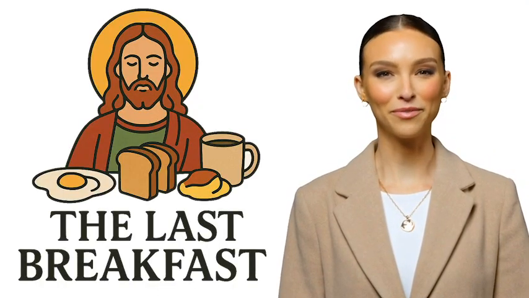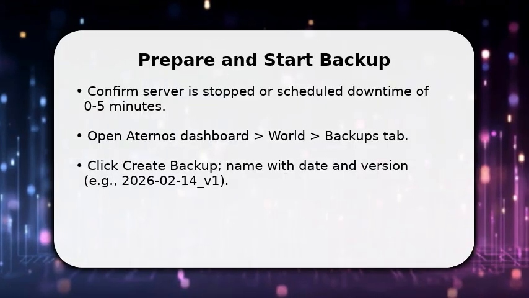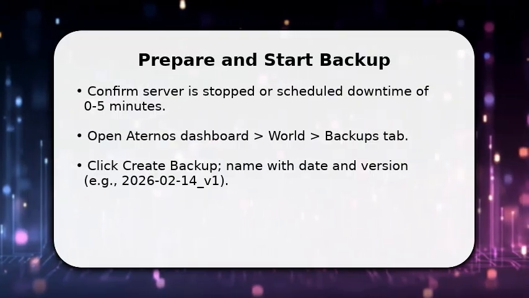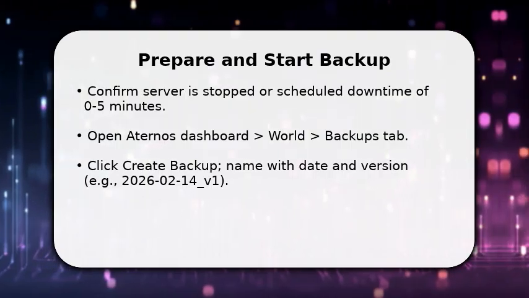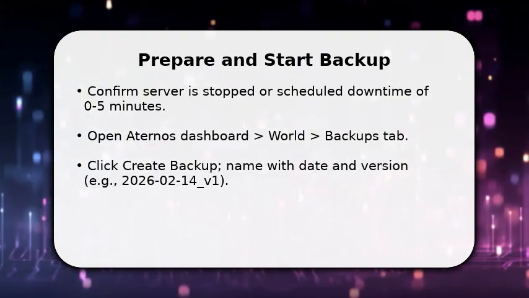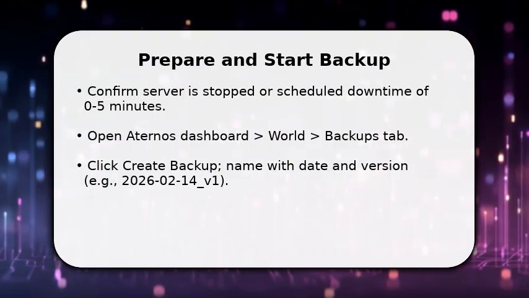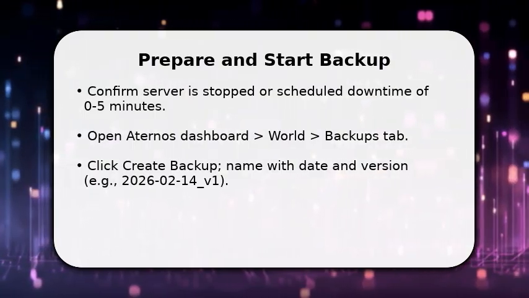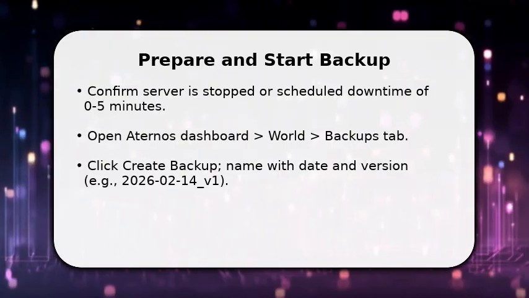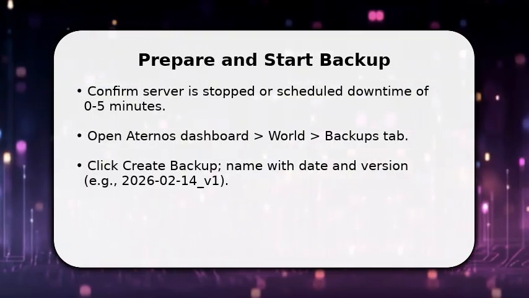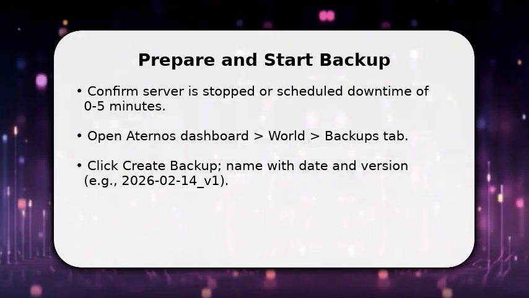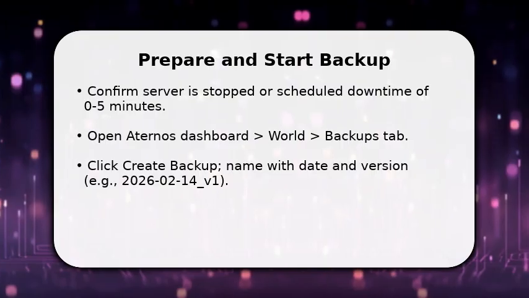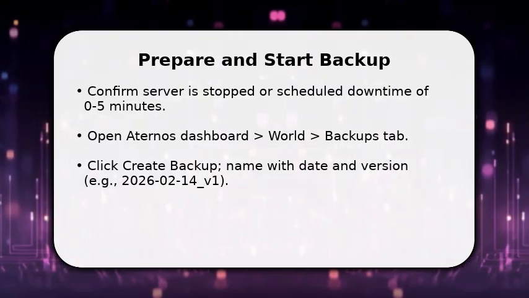Please enjoy the video. You start by ensuring the server is paused or you schedule a short downtime, because backups run cleanly when files aren't changing. Next, open the Aternos dashboard and navigate to World then Backups. Click Create Backup and enter a clear name using the date and server version so you can find it later. This initial step avoids corrupted files and saves a snapshot immediately. Do it before plugins or config changes to capture a known good state.